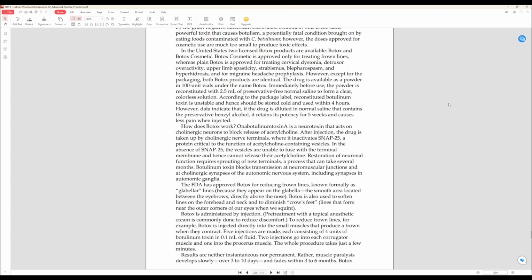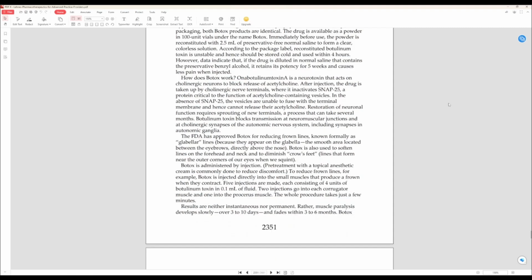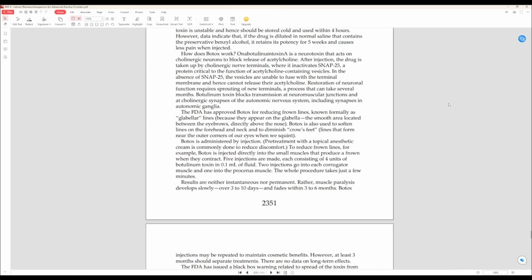However, data indicate that if the drug is diluted in normal saline that contains the preservative benzyl alcohol, it retains its potency for up to 5 weeks and causes less pain when injected. So how does Botox work? Well, it's a neurotoxin that acts on the cholinergic neurons to block the release of acetylcholine.